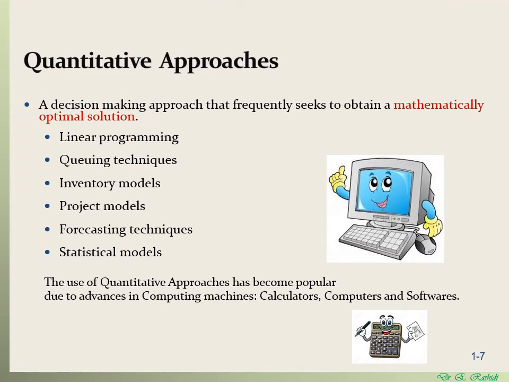Quantitative approaches in decision making. A quantitative approach to decision making is an approach that usually uses mathematical models to find optimal solutions to certain problems. Examples of those are linear programming, which we're going to talk about later on as a chapter, queuing techniques, inventory models, we're going to have examples of those later on, project models, forecasting techniques, and statistical models.